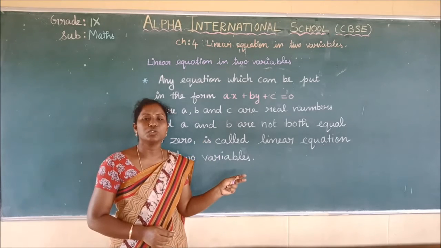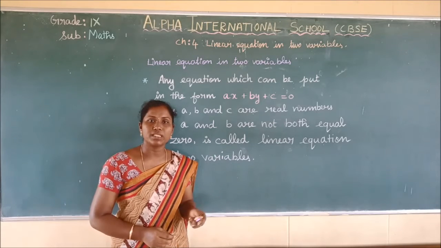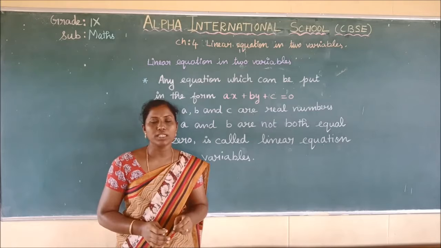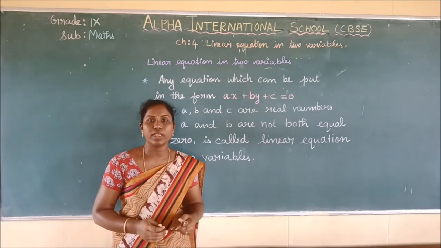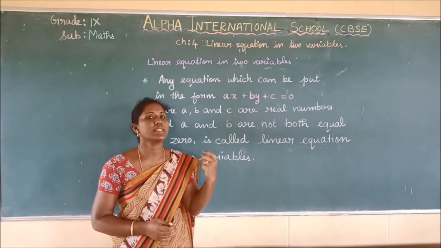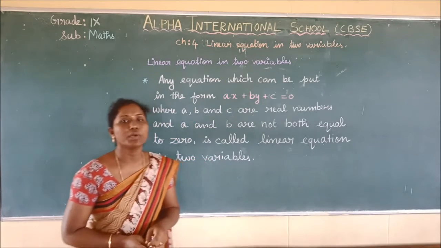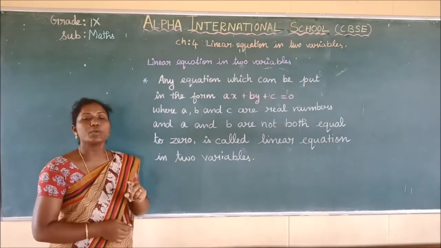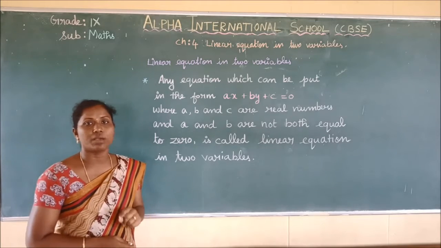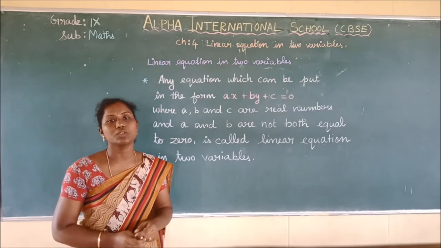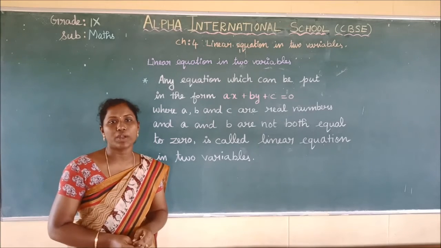Today, in this new chapter, we are going to solve the problems based on linear equation in two variables. First, we will recall once what is linear equation in one variable. Then we will see what is linear equation in two variables. What is linear equation in one variable? The equation which has only one variable and the power of the variable is also 1. That is called the linear equation in one variable.